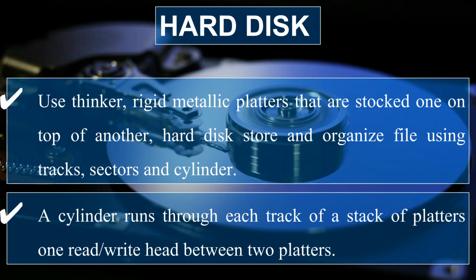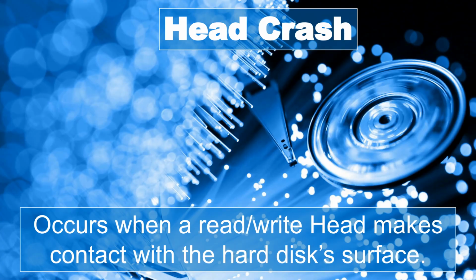Hard disks use thicker, rigid metallic platters stacked one on top of another. They store and organize files using tracks, sectors, and cylinders. A cylinder runs through each track of a stack of platters, with one read/write head between two platters. A head crash occurs when a read/write head makes contact with the hard disk surface.